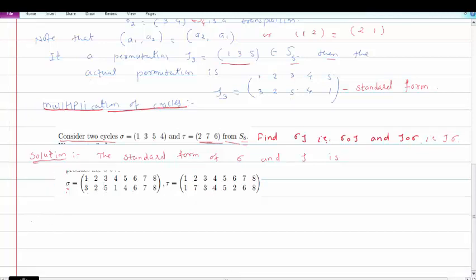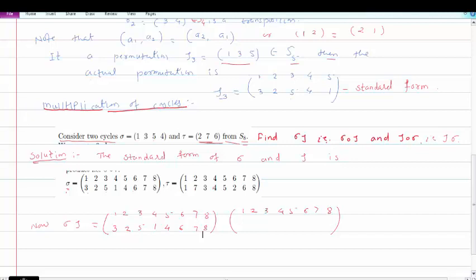Now σ is equal to, 1 2 3 4 5 6 7 8, and the images: here 1 goes to 3, 2 goes to 2, 3 goes to 5, 4 goes to 1, 5 goes to 4, 6 goes to 6, 7 goes to 7, 8 goes to 8.